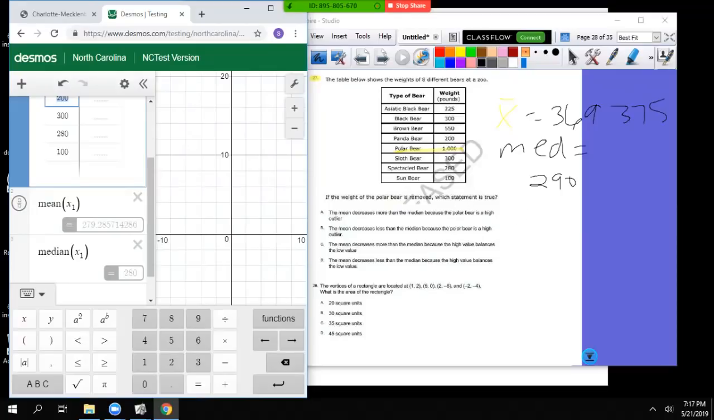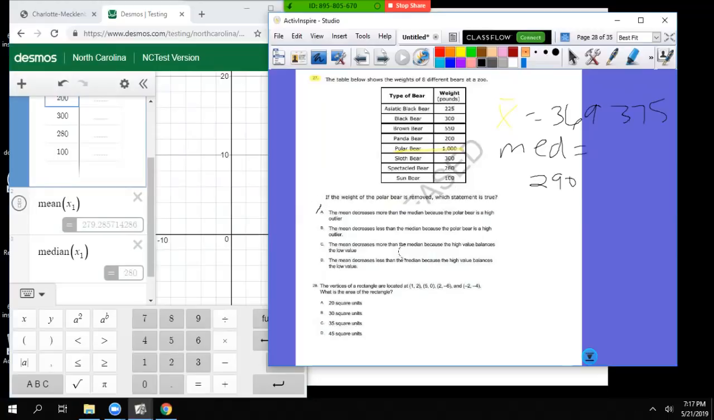And is it because the polar bear is a high outlier? Well, looking at the data, is 1,000 a high outlier? Yes, it is. So that could be a possible choice. So I'm just going to put a little mark next to it personally. The mean decreases less than the median because the polar bear is a high outlier. Well, did the mean decrease less than the median? Well, no, the median only decreased by 10 points. So that can't be an answer. So I'm just going to mark it out altogether.